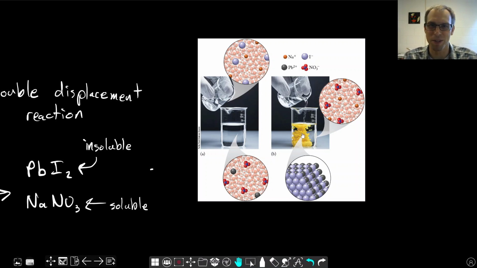One fun thing about precipitation reactions, sometimes they're colored, and so you get these nice colored solutions that seem to appear out of nowhere, but they're not out of nowhere. They're from the ions that are present in the solution combining with each other.